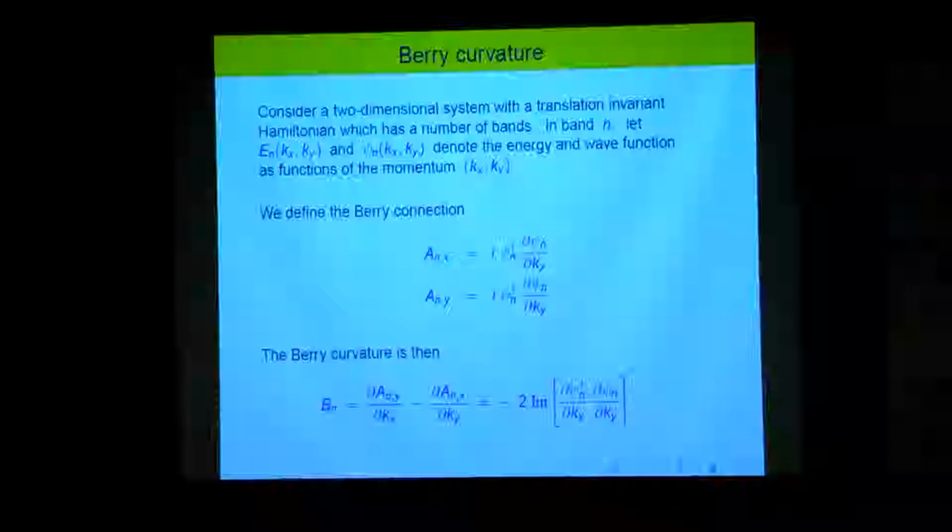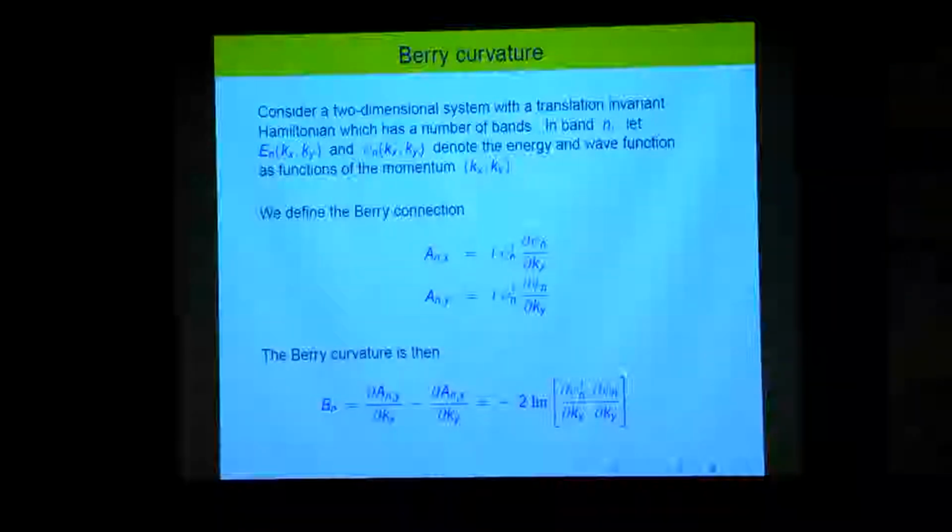The way it's defined, these turn out to be real objects, and they are of course functions of kx, ky themselves. So these sort of look like some vector potentials. Given two vector potentials in two dimensions, you can define a corresponding kind of magnetic field, which is the curl of that. So define B in this way.